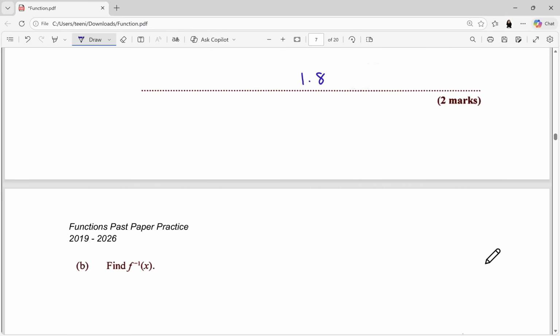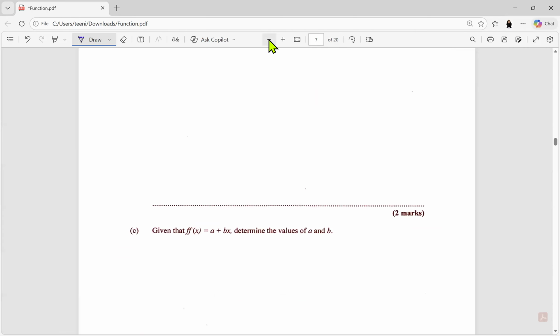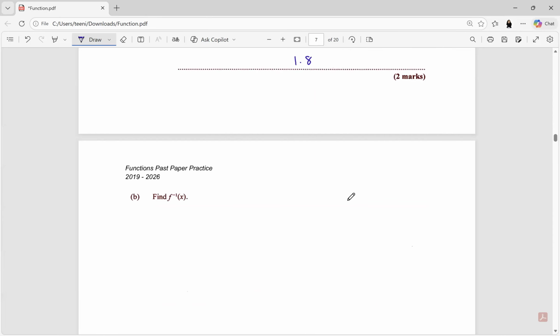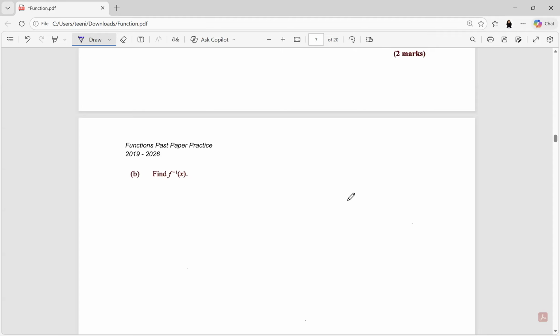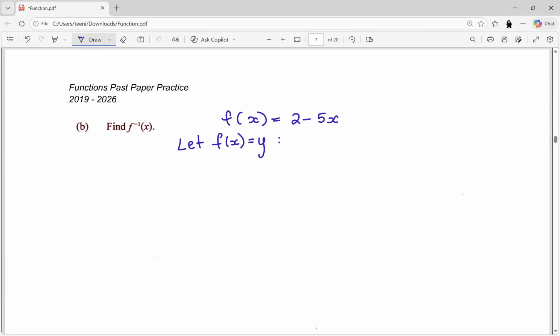All right. And then the next question, part B: find f inverse of x. Recall that f of x is 2 minus 5x. So first things first, to find the inverse, we let f of x equal y. So that would mean y is equal to 2 minus 5x.